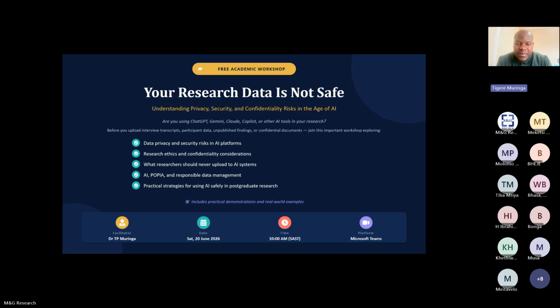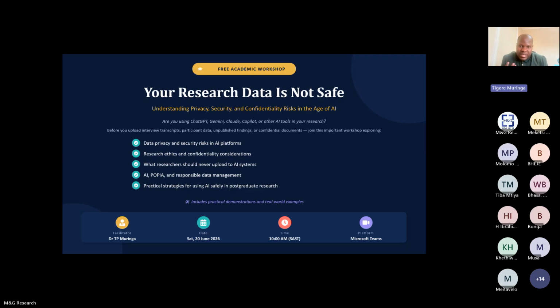so key things that we're going to be discussing today: we're going to talk about data privacy and security risks in AI platforms, your research ethics and confidentiality considerations, and asking the question, what researchers should never upload to AI systems. We're going to talk about AI and the POPI Act, those in South Africa, and responsible data management and practical strategies for using AI safely in postgraduate research, right? So that's what we're going to be talking about today, right?